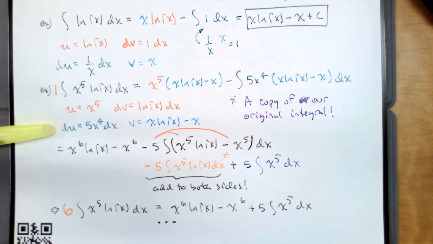Step 3, plug in. That's where you take the 4 parts and put them into the parts formula. So we just call that step 3, plug in. And then step 4, secondary. Then step 5, if necessary, repeat. Because your secondary integral might still be parts.